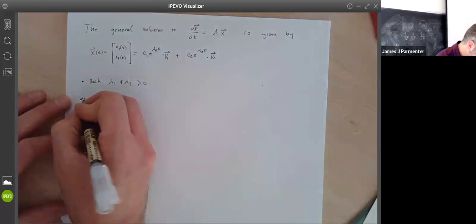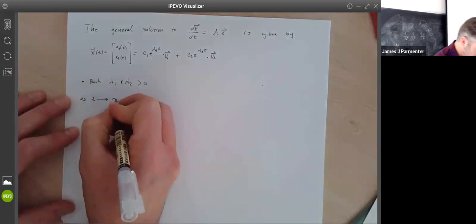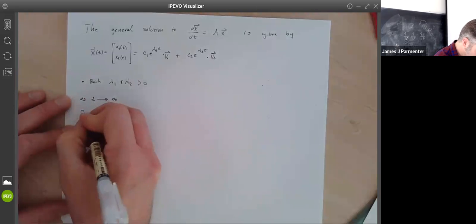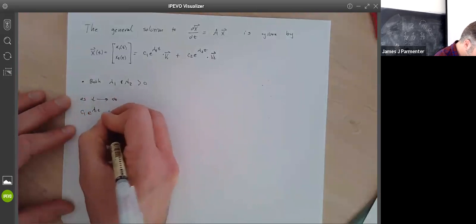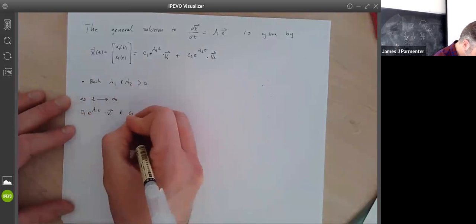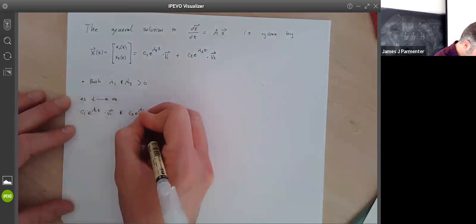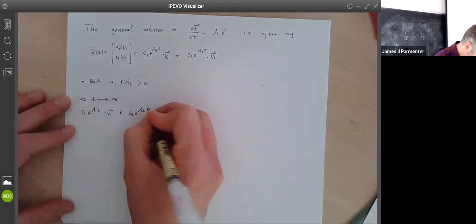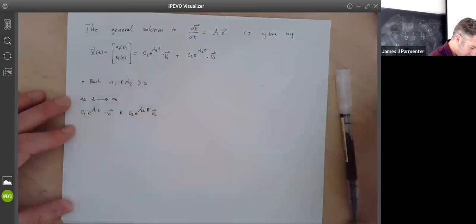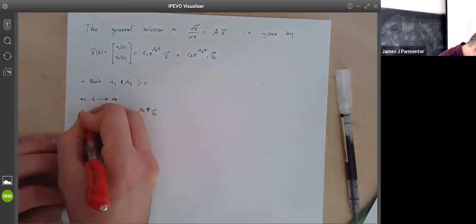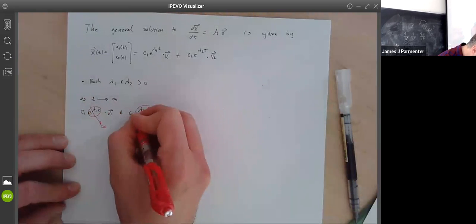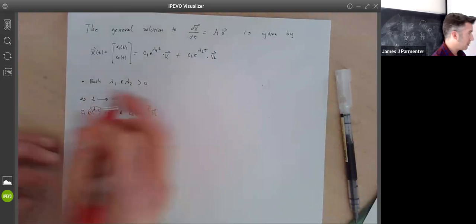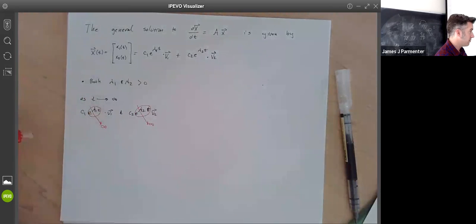As time goes on and on, these two things, e to the lambda 1 t times v1 and e to the lambda 2 t times v2, both go off to infinity, because lambda 1 and lambda 2 are both positive.